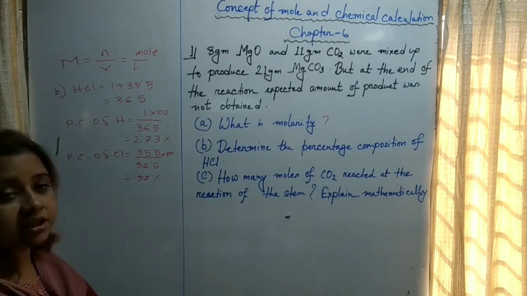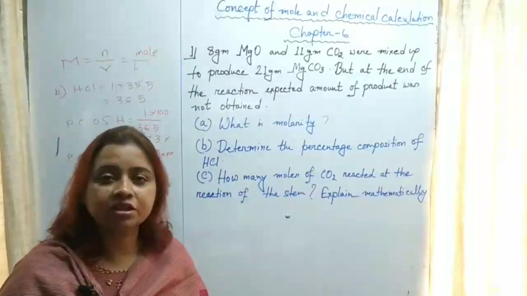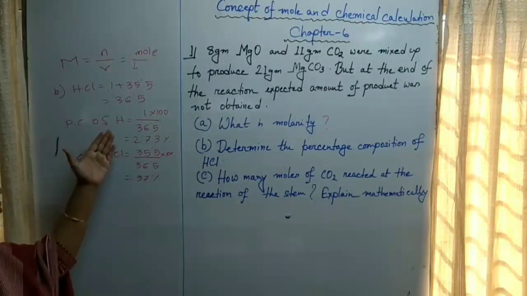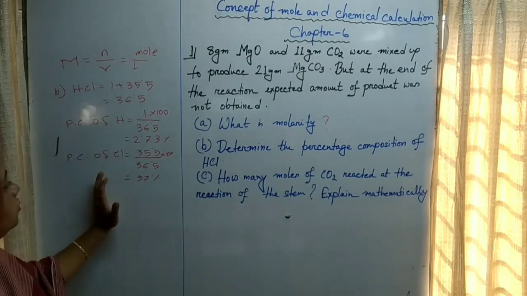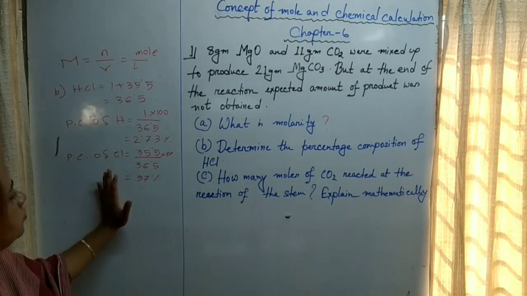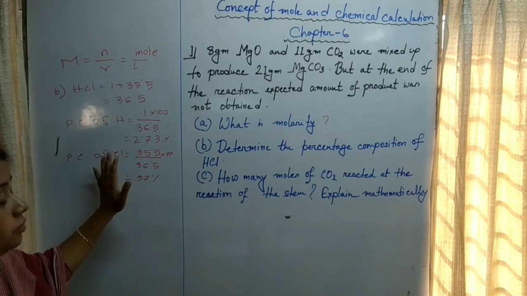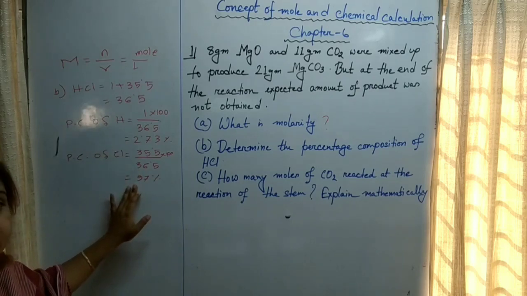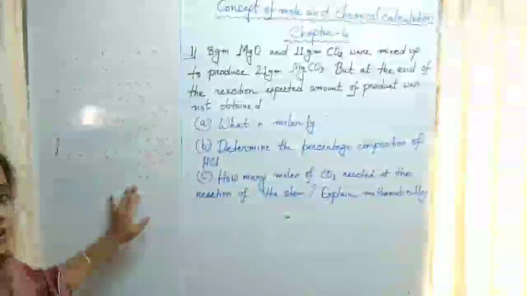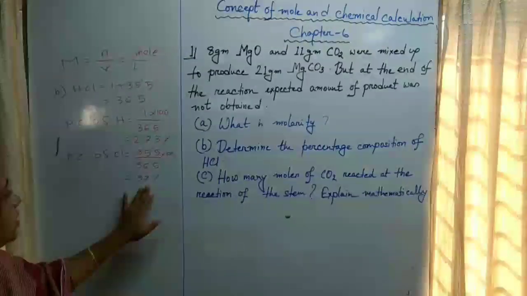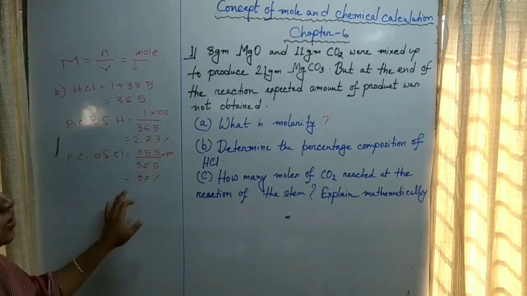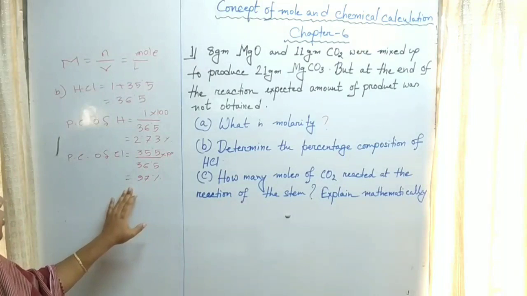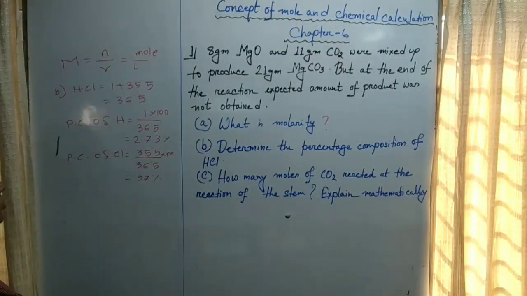You can check yourself whether your math is correct or wrong. After determining the percentage composition of the elements, you will add all of the percentage compositions. If you find that it is 100%, then your math is correct. Here 97% plus 2.73% is equal to 99.73%. That means 100%, so your math is correct. Now question number C.